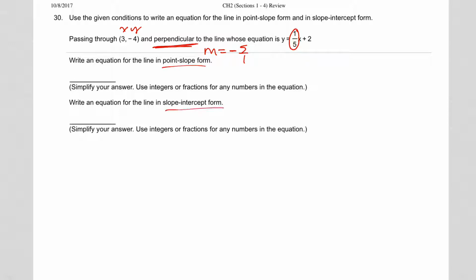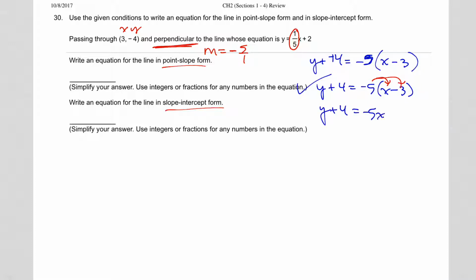Okay, again, we're going to use 2 different forms. So let's do the first one. So y minus a negative 4, negative 5, we don't need the over 1 part, x minus 3. So let's clean this up by doing plus plus here. So this is the first answer. Then we isolate the y by distributing and subtracting 4.